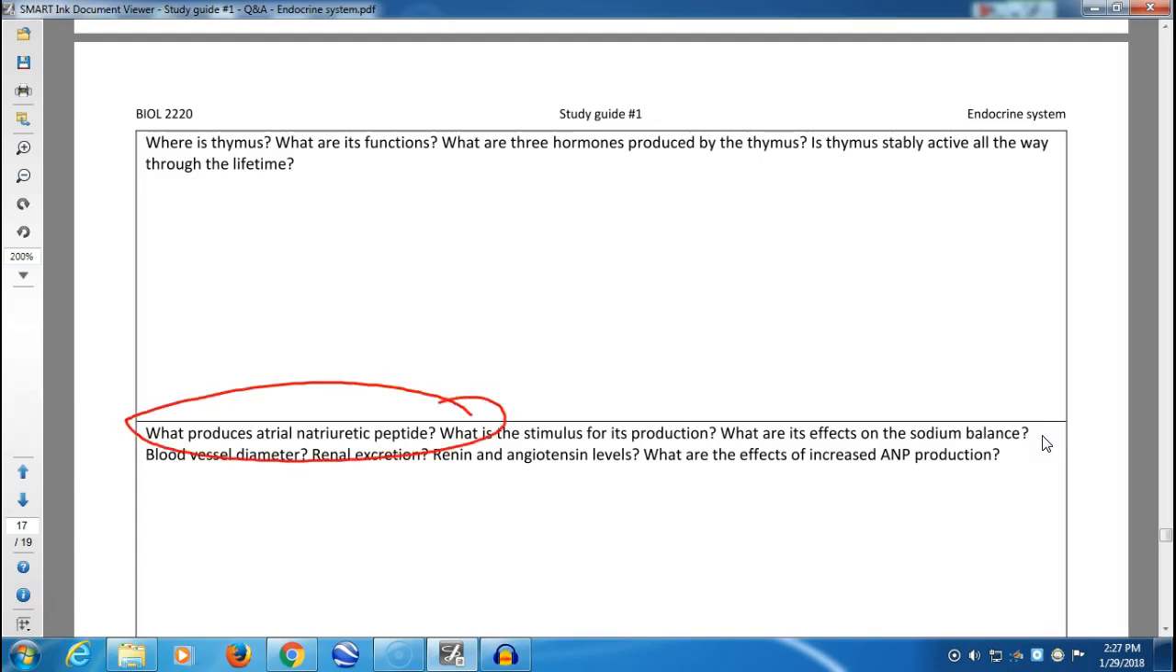And the heart, blood pressure regulation, right? High blood pressure, more atrial natriuretic peptide. People start to excrete sodium in urine. Sodium attracts water. Water leaves the body. Blood volume decreases. Blood pressure decreases. Does that make sense?